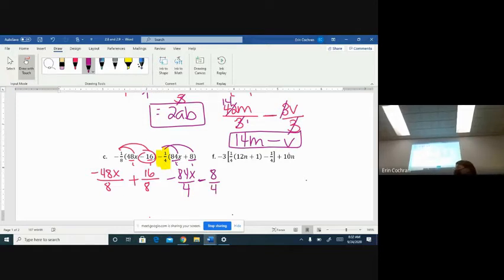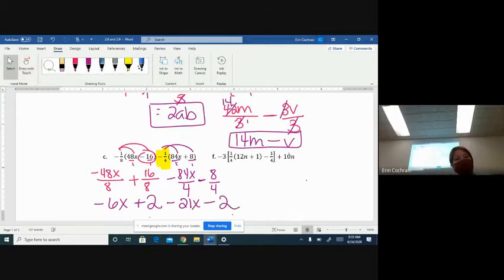Okay. And again, you could cross simplify these, right? If you're multiplying by 1/8, isn't that just the same thing as dividing by 8? Yeah, so you could do that too. But let's keep going. What's negative 48 divided by 8? Negative 6x. 16 divided by 8? 2. What's negative 84x divided by 4? Negative 21x. And 8 divided by 4 is negative 2.